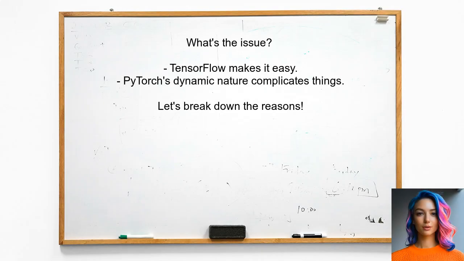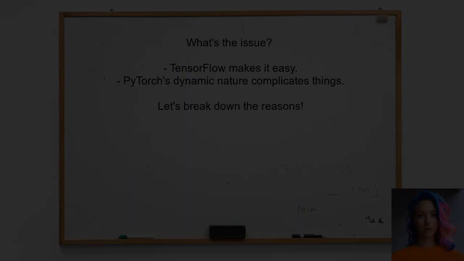So what's the issue here? In TensorFlow, this is straightforward, but with PyTorch's dynamic nature, it can get tricky. The user tried to use separate devices for A and B, but it didn't yield the expected speedup. Let's break down why that might be happening.